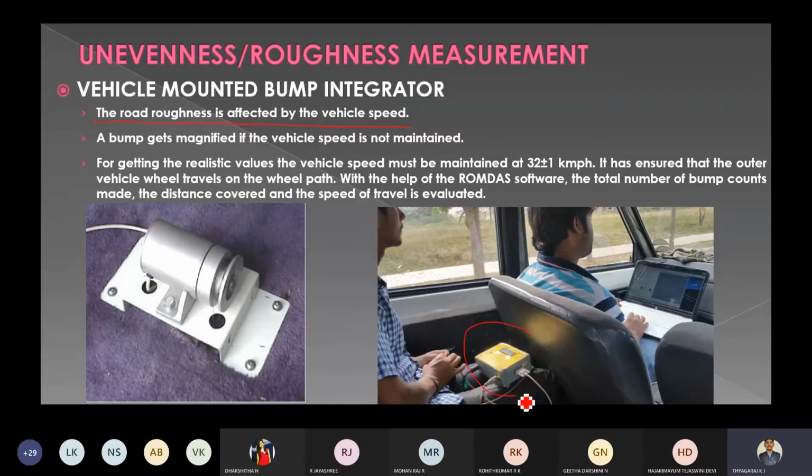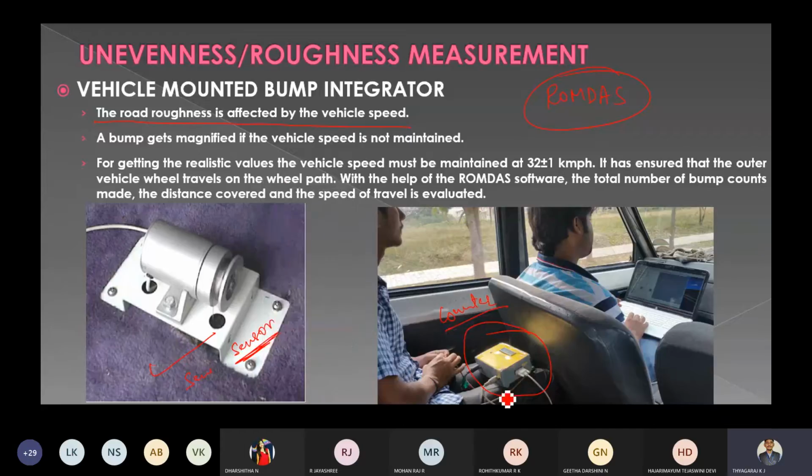You can see here the sensor box, or what we are going to call the counter. I am holding the counter, and there is a software called Ramdas which will be recording the reading, whatever reading is shown by this pulley arrangement. In this the sensor will be there. The sensor will be triggered while undulating, that is, the ups and down movement of the pavement, and those readings will be shown in the counter.